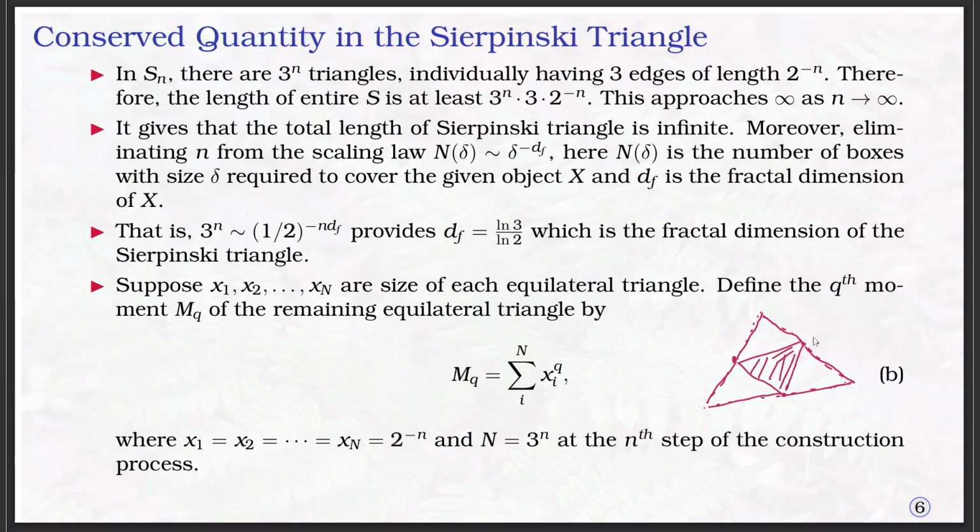Now here, after the first iteration, we have 3 intervals, each of its size is 1 by 2 power 1. Now apply the same procedure here and here in the east subtriangle. So after the second iteration, we will get this type of triangle. Now this interior is removed.